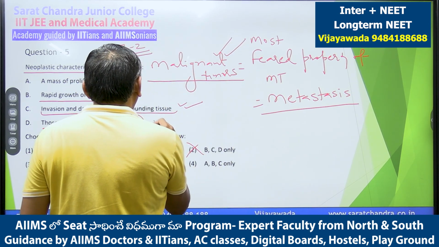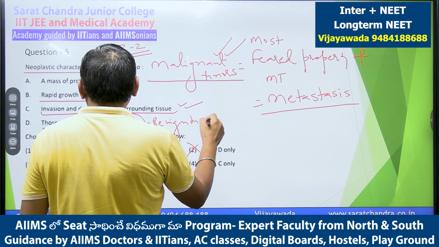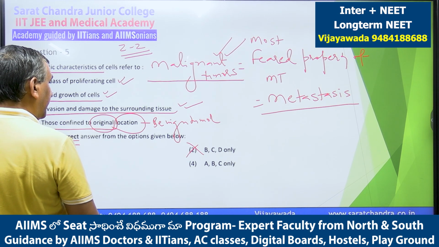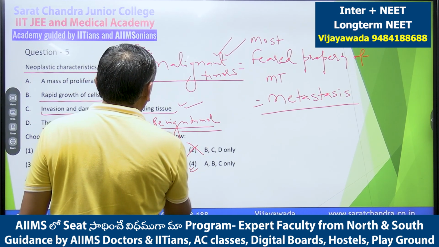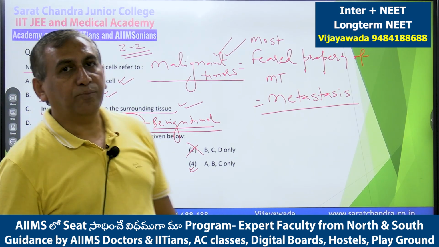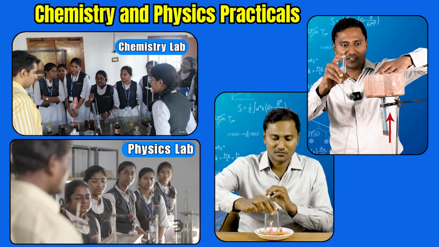This is the property of benign tumor. So statement A, statement B and statement C are correct. D is wrong because D is related to the benign tumor. Are you getting it? So this is the one point that you have to remember. This question is totally based on NCERT. Till now we have discussed two, both are from NCERT.